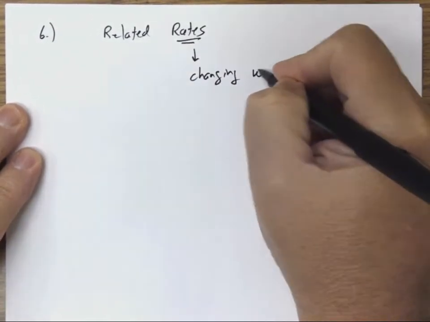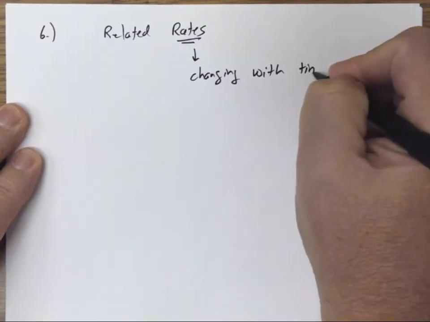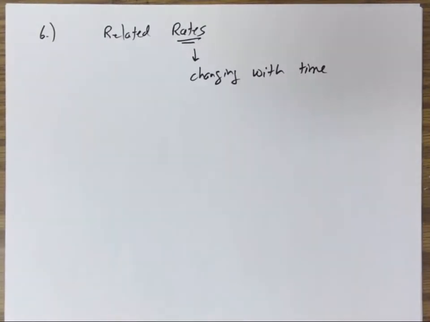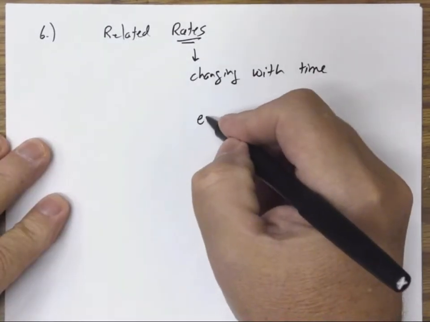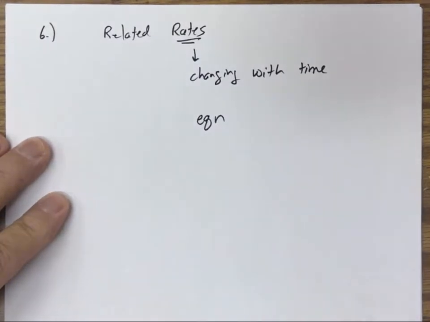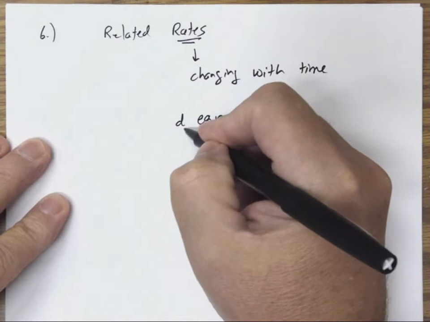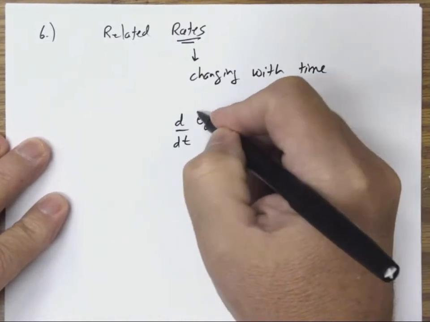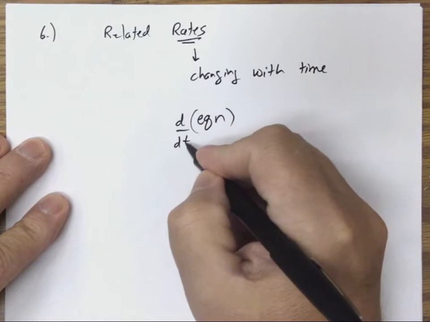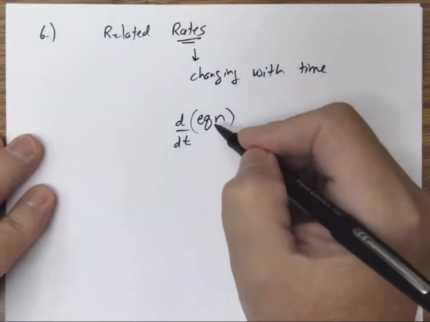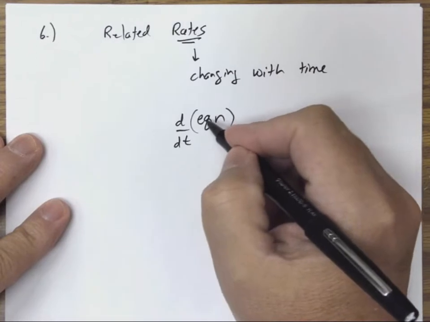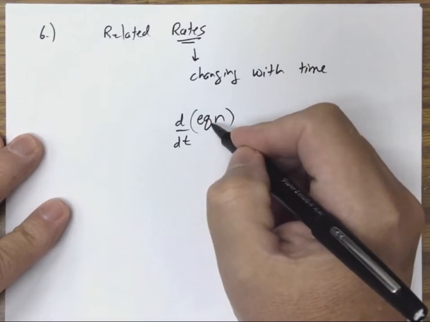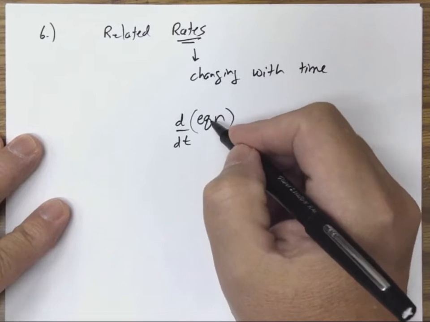Things are changing with time. So what's going to happen is these related rate problems are all the same. At some point, you're usually given some kind of equation. And what we're going to do is take the derivative of that equation, but with respect to time. Initially, time is not even a part of the equation. You may have 2 or 3 or 4 different variables.